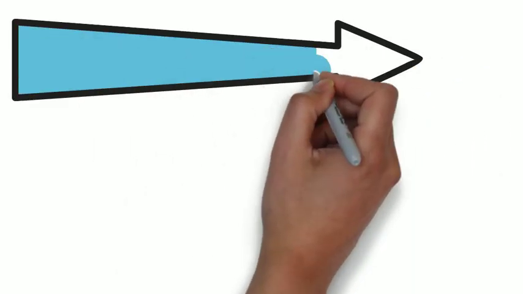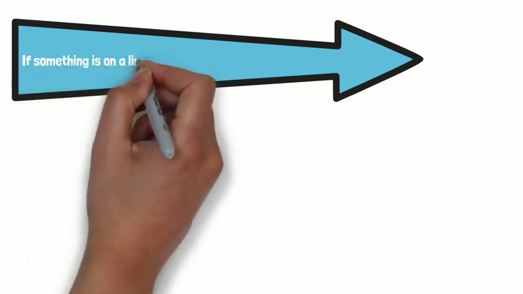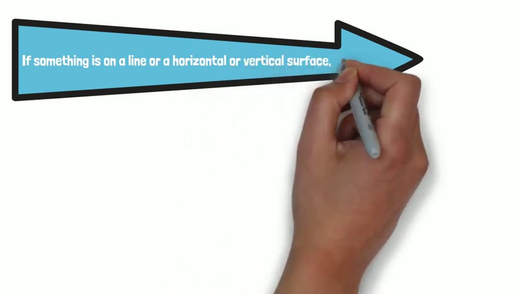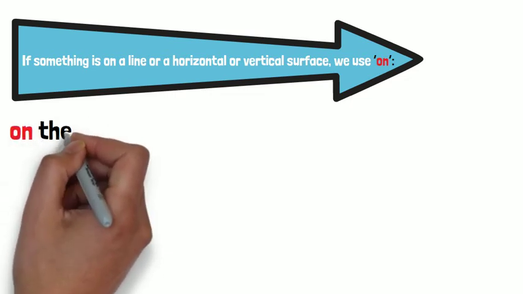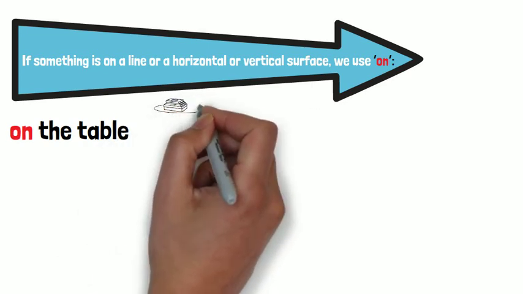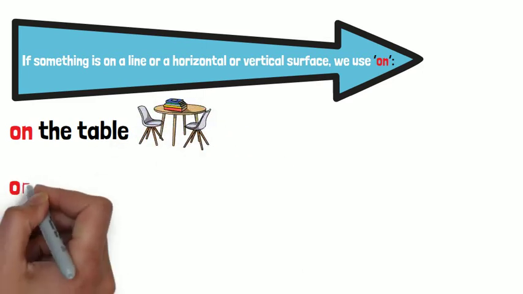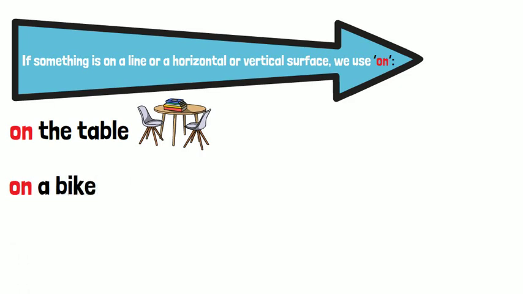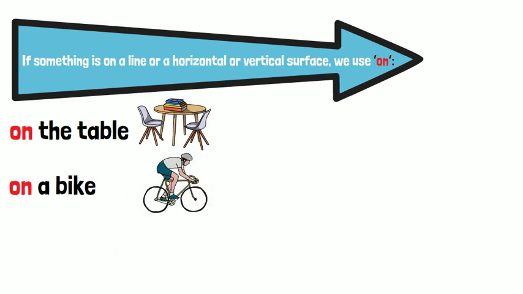Another point which is، تحدثنا عن in، الآن سنتحدث عن on. If something is on a line or horizontal or vertical surface we use on. نستعمل on في اللغة العربية نقول على، يعني على شيء ما، على سطح ما. On the table على الطاولة. On the table. My books are on the table. كتبي على الطاولة. On a bike على الدراجة.